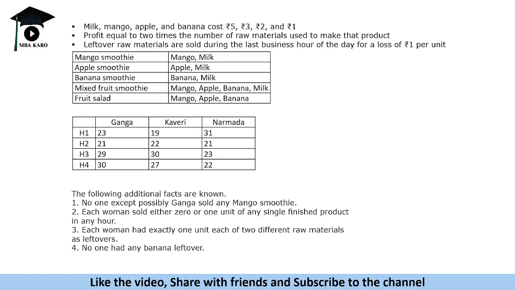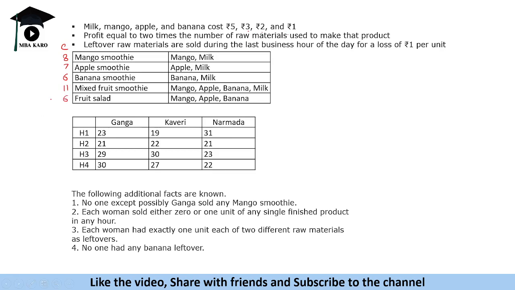So this is the information that was presented, that milk, mango, apple, and banana are costing this much. So first of all, what we will do is we will find the cost. Okay, and then we will find the selling price also. So milk smoothie is milk is 5, and like mango smoothie, mango is 3. So this cost is 8. I'm writing the cost. Okay, apple is 2 rupees, so it will be 7. Banana smoothie will be 6 rupees. Mixed fruit smoothie, we are adding all these, so the cost is 11. Fruit salad, we are adding these three items, so this is the cost.